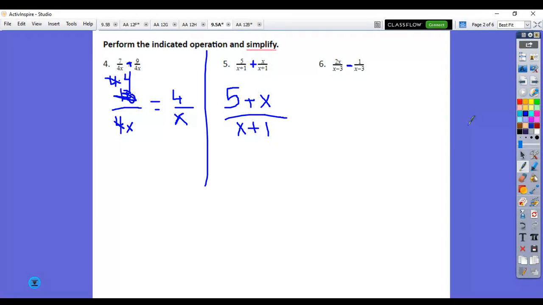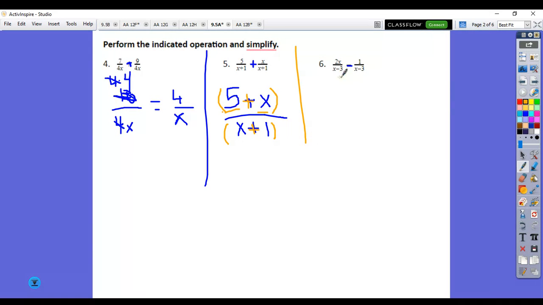Now, remember, this plus connects the 5 and the x together. This is all one factor on the top. This is all one factor on the bottom because of this plus, and so nothing can cancel. 5 plus x is different from x plus 1, so I just leave it alone.